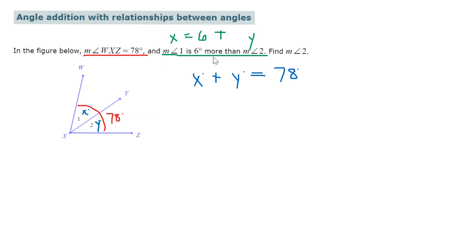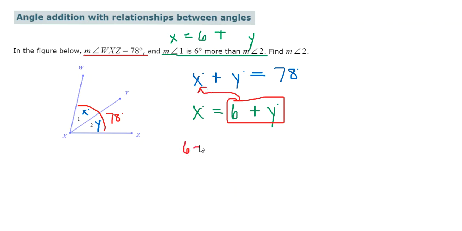So in other words, if I know what the measure of angle 2 is, or if I know what Y is, I can add 6 to that, and then I'll get my measure of angle 1, because angle 1 is bigger. It's 6 bigger. Okay, so I now have two equations and two unknowns. I don't know my X and I don't know my Y. So I'm going to use some substitution here and just plug in what I do know about X. I know that X is equal to 6 plus Y, so I can take that and substitute it right here.